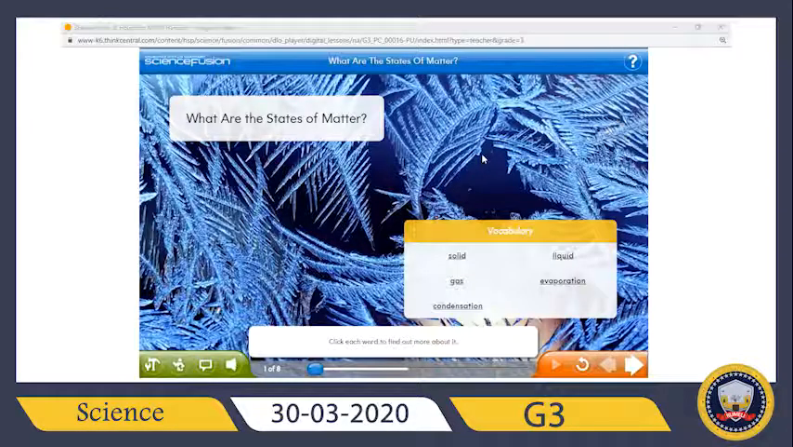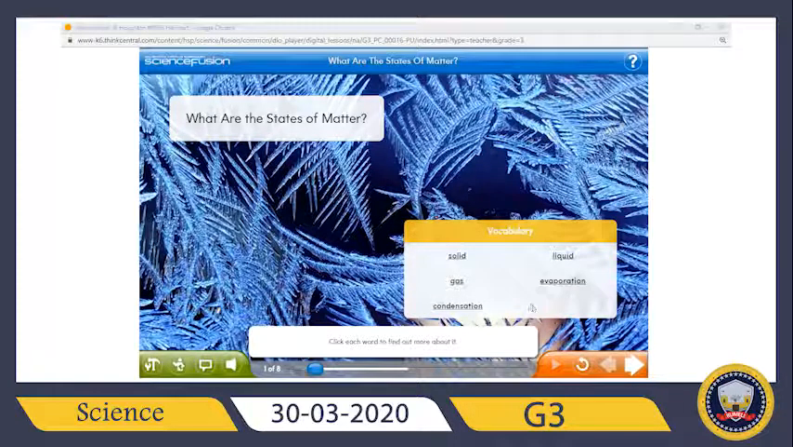During lesson 2 we will learn about the states of matter. What are they? We will learn about solid, liquid, and gas. Those three represent the states of matter. And also we will learn about evaporation and condensation. So they will be lesson vocabularies. You already know what evaporation and condensation mean from the water cycle.